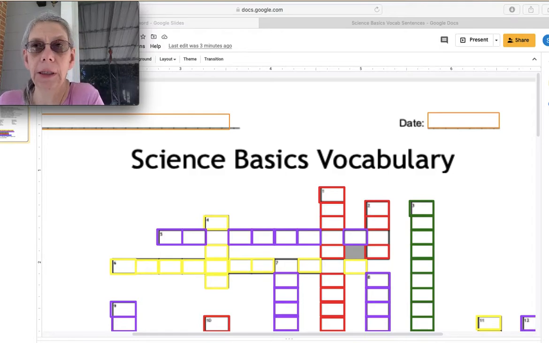Doing this one outside today because it's a nice day. I don't know how many more we're going to have, so I want to take advantage of it.